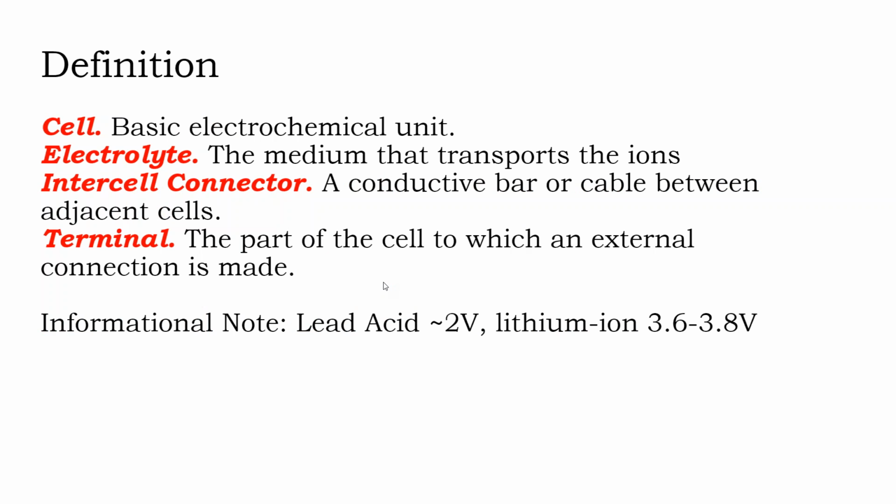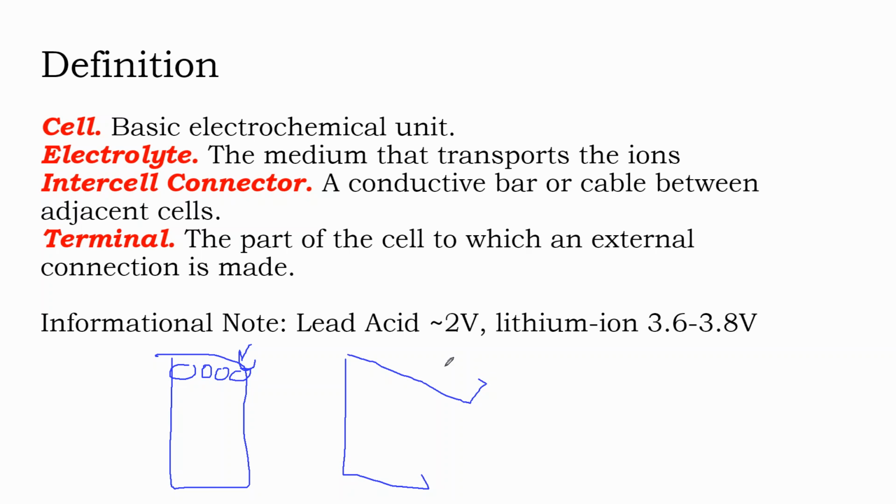Some battery definitions. The cell is the basic unit, just like solar arrays. The basic unit is that cell. We've got a solar panel and these individual circuits on the solar panel. That's the cell. Just like a battery pack, you might have a 12-volt battery assembly, but inside that battery there's an individual section. It's the cell.